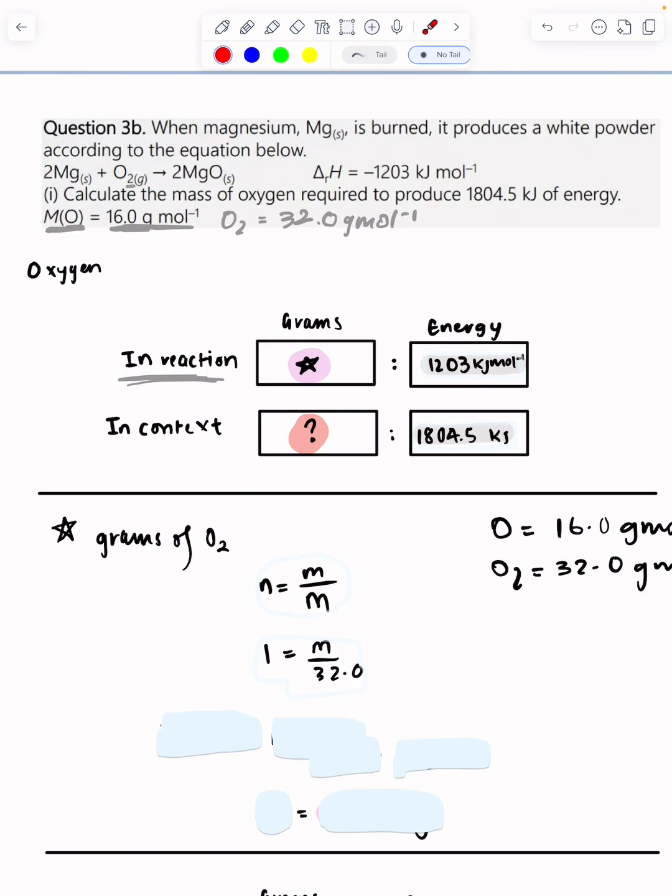The way I'm going to rearrange it is I've got 1 mole equals mass over 32.0. The way I get rid of divide by 32.0 is to times by 32.0. That cancels it out. What I do to one side of the equal sign, I have to do to the other. So I'm left with mass equals 32.0 times 1, which is essentially 32.0 grams. I can plug that in to this value here. This value is essentially how many grams of O2 is being used in the reaction to release this much energy.